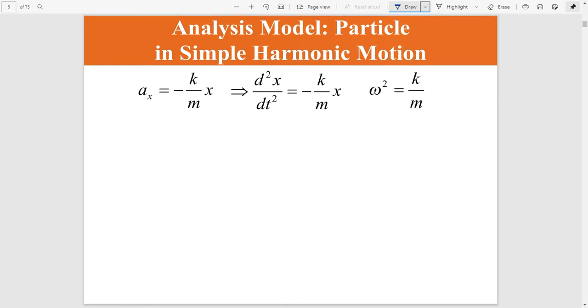We can refer to the constants k and m with this single term omega. We shall get back to it later, but it is essentially a property of the system since it depends on the spring constant k and the mass of the block. So I'll just note that.